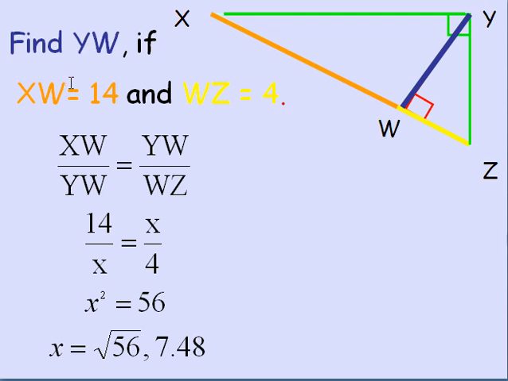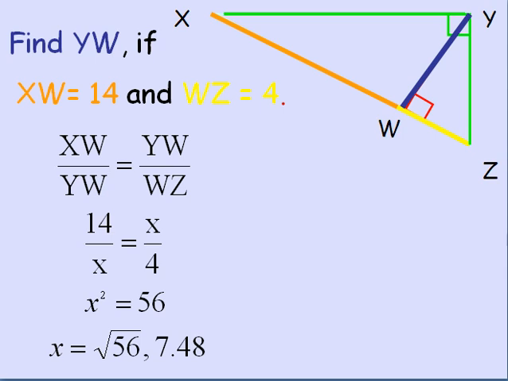Find YW if XW is 14 and WZ is 4. Here we have XW 14, the smaller yellow segment here, and WZ is 4. Now here's the proportion showing what's going on: 14 over x, our unknown YW segment, is the same as x over 4. Cross multiplying gives x squared equal to 56. The square root of 56 is 7.48, which rounds to 7.5. Basically, we just found the geometric mean between 14 and 4.